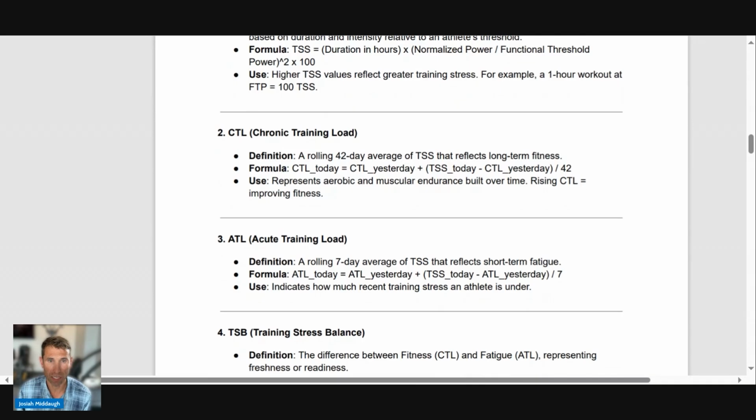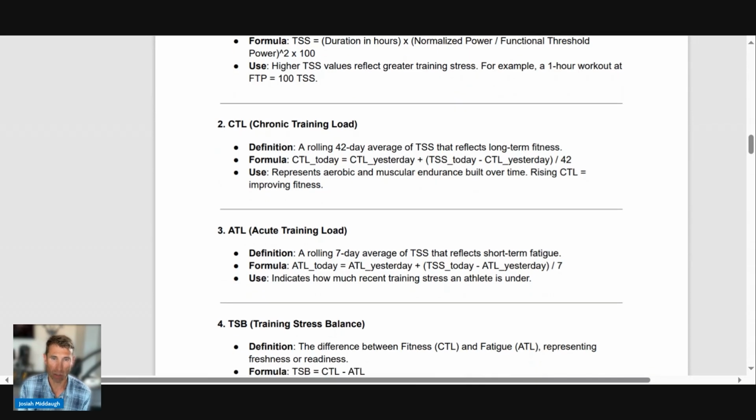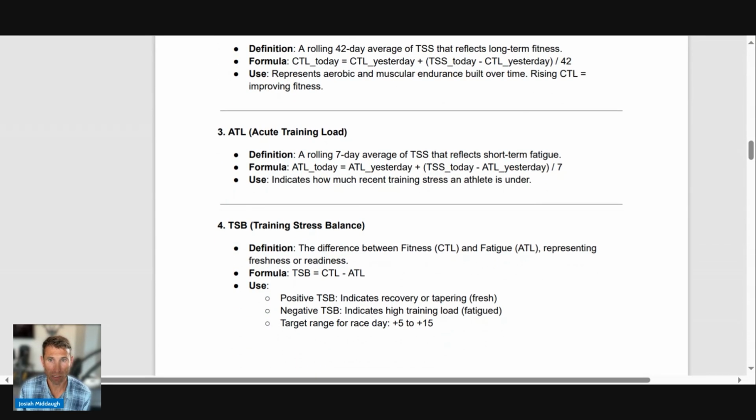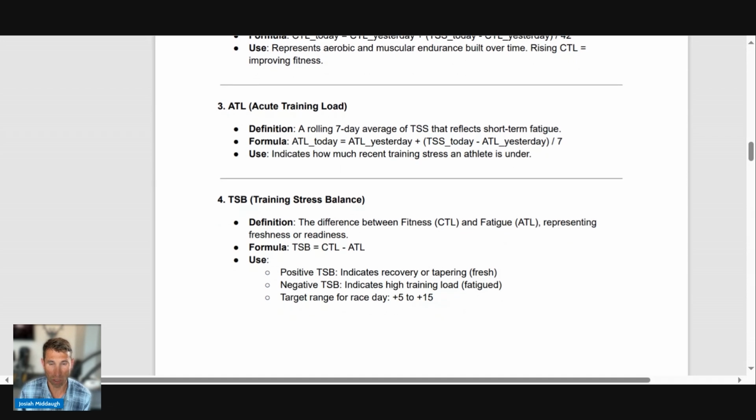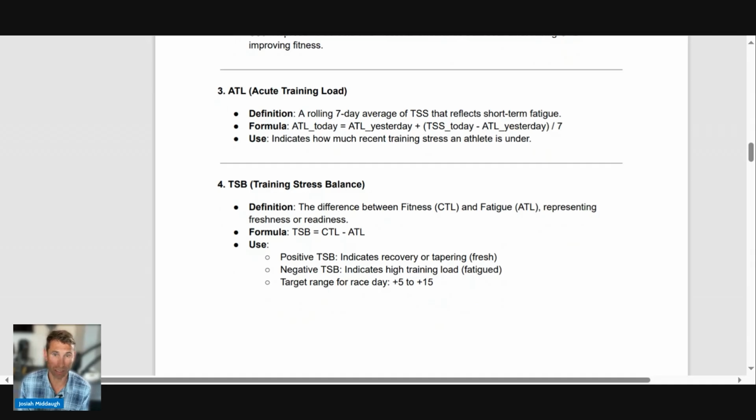The CTL that you see, it's also called fitness in TrainingPeaks. If you look to the right of the calendar, it's called fitness, but that's your chronic training load. And it's a 42-day running average of your TSS. And then the ATL, the acute training load, that's also called fatigue. The fatigue is a 7-day TSS. And then the training stress balance, that TSB, this is also called form, if we look to the right of the calendar. But your form is the difference in your CTL and your ATL.